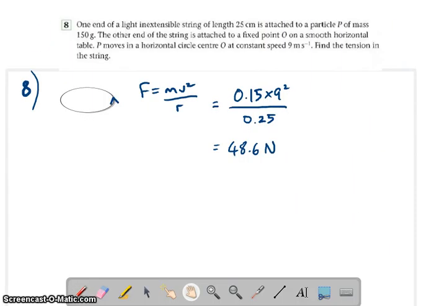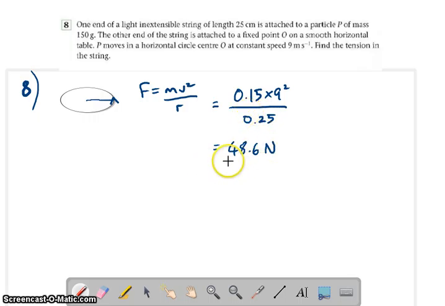So this question, a little bit harder, not really, a little bit harder. Find the tension in the string. Well, the string is what's causing the particle to move in a circle. Okay, it's what's causing the circular motion. So it's what we call the centripetal force. And so all you have to do is plug the numbers into the equation, making sure that everything's in SI units, and you pop out with the correct answer.